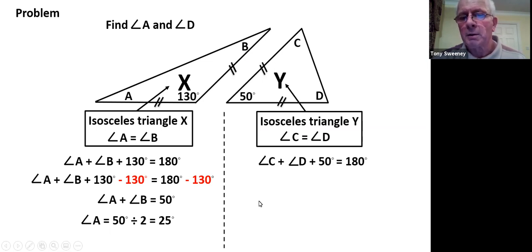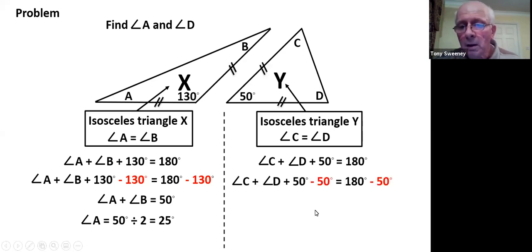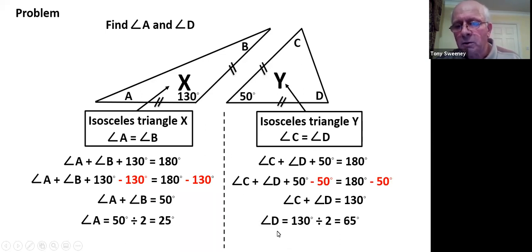And the other one is similar, where you have angle C and D plus 50 equals 180. And this is just take 50 from each side, and you find that D is equal to 65 degrees. Now, my screen has gone a bit strange here, but it's okay. I'll persevere.